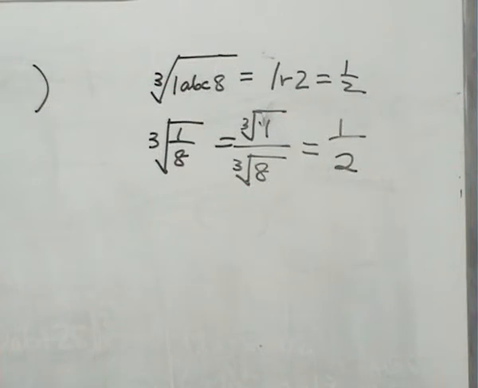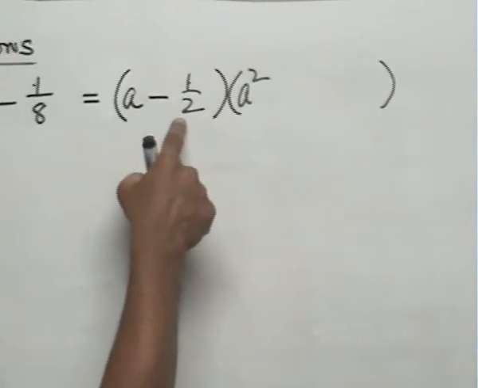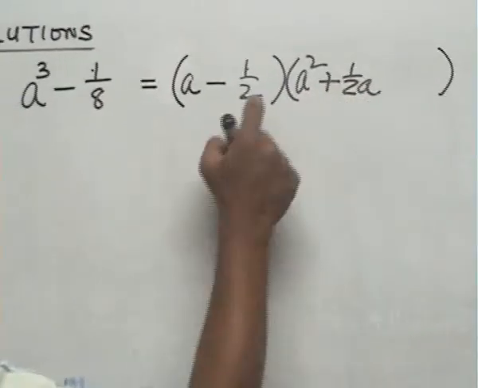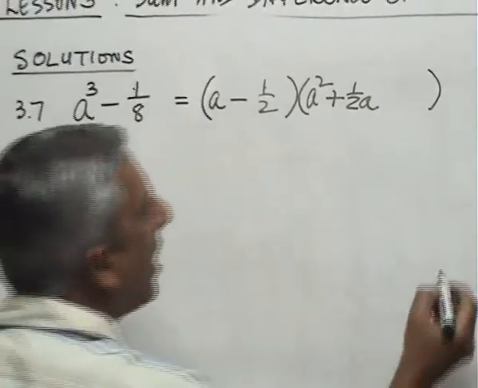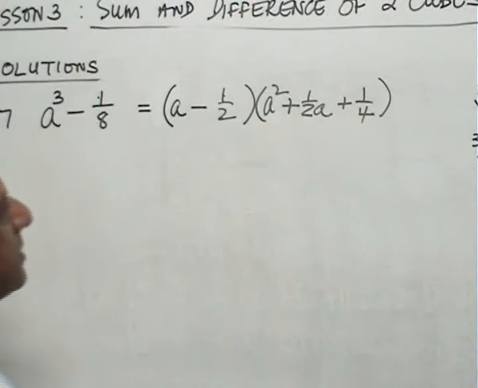Right. So square that. A squared, multiply, minus half a, change the sign, plus half a. Square half. Half times half is quarter. Half times half is quarter. 3.8.